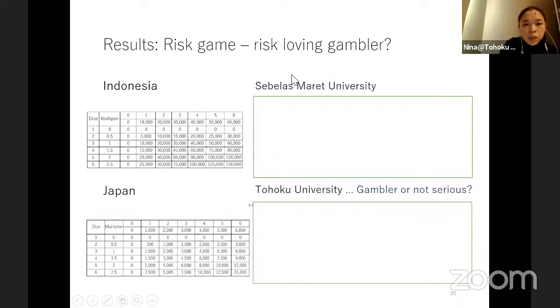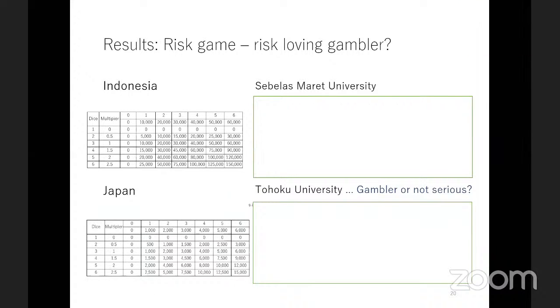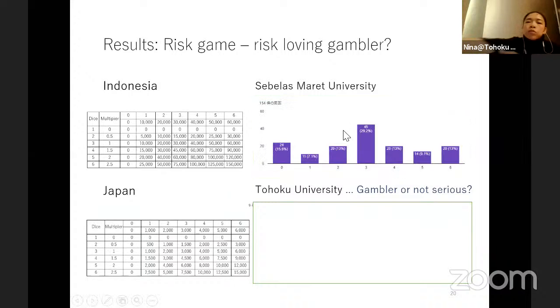So this is a result from the risk game. You will see your position, your risk level. In the Indonesian case, from 60,000 rupiah, the question was how much you would bet. If the dice is 0, you lose. If the dice is 6, you get more than double. If you are a risk lover, then you will bet more and more. So some of them are risk loving, and some of them are risk neutral, and these 24 students are risk averters. They want 60,000 for sure.